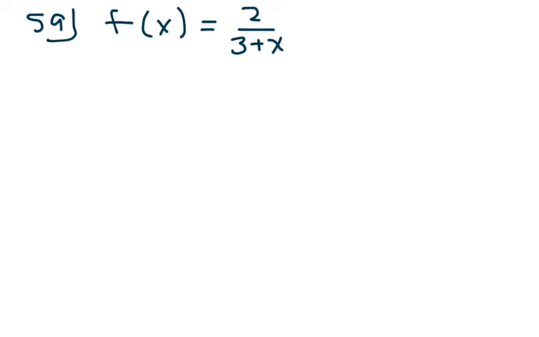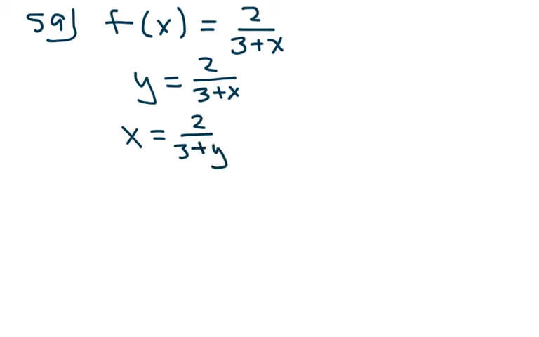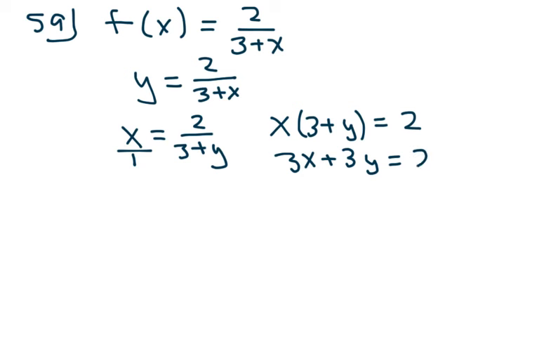We're going to write this f of x in terms of y, so y equals 2 over 3 plus x. We switch the x and the y, and then we solve for y. And the way you solve for y is we're just going to cross multiply here. So we get x times 3 plus y equals 2. Distribute. We get 3x plus 3y equals 2.